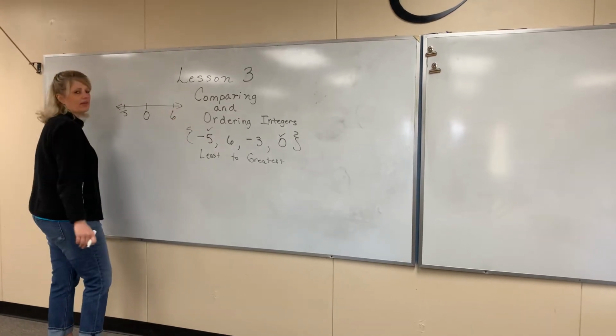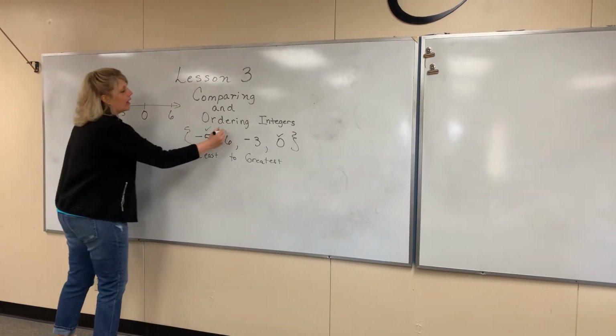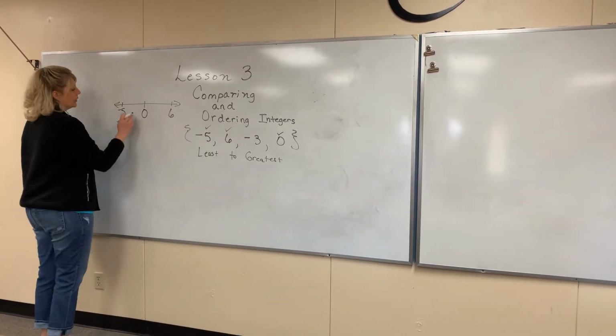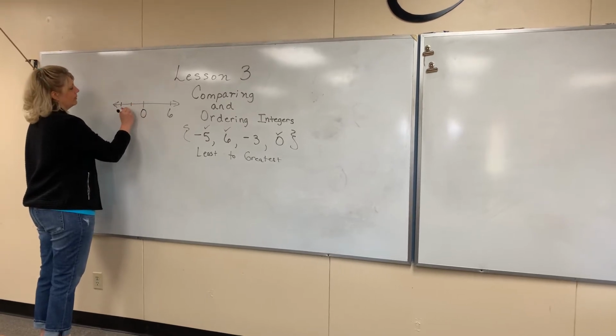I'm going to say go about right there, because it'd be like 1, 2, 3, 4, 5, 6. All right, and we're going to put a -3. Well, if I'm at 0, that'd be -1, -2, -3.